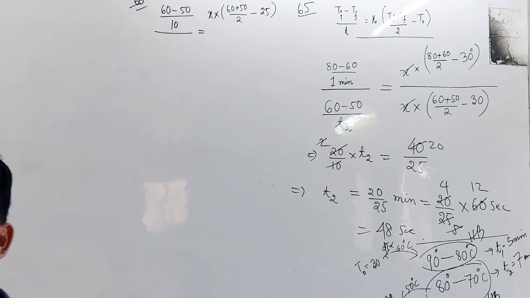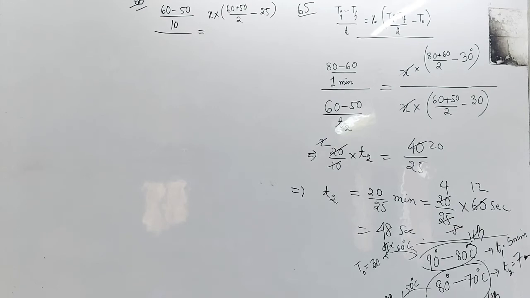A body cools down from 60 degrees Celsius to 50 degrees Celsius in 10 minutes. In the first 10 minutes it cools down from 60 degrees Celsius to 50 degrees Celsius. Assuming Newton's law of cooling is valid, what must be the final temperature after the end of next 10 minutes?